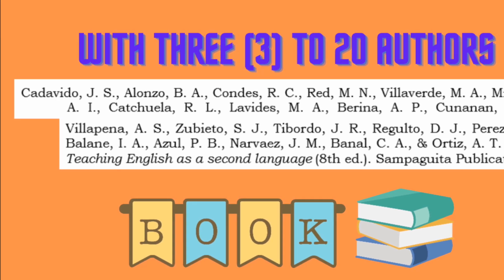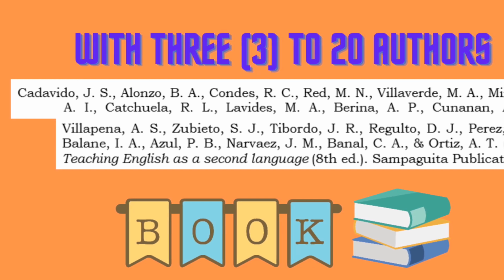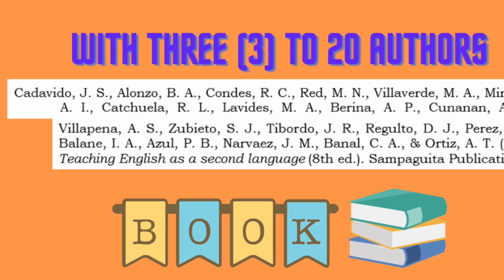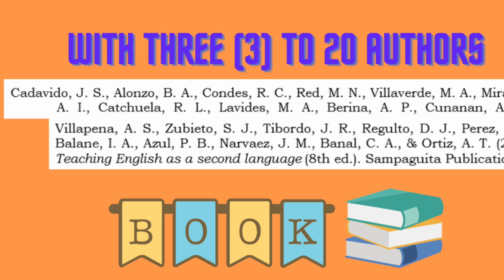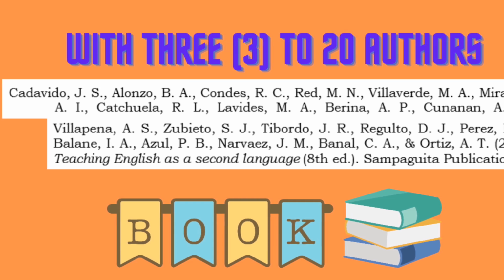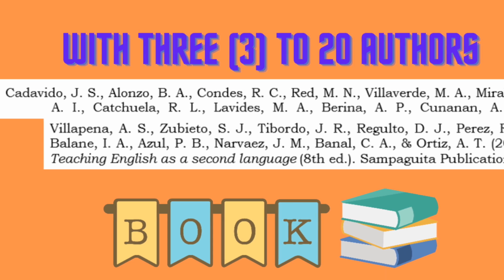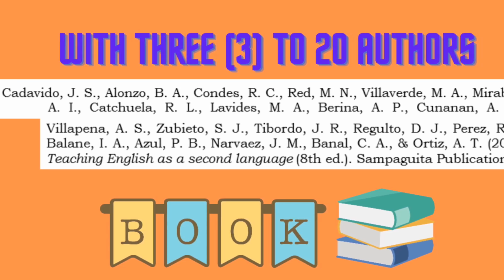Suppose the book has 3 to 20 authors. What do we do? Include all the names until the 20th author. Yes, you heard it right. All the names until the 20th author. So, for example, if there are 5 given authors, we have to write all the 5 authors. If we have 20 authors, we have to write all the 20 authors.